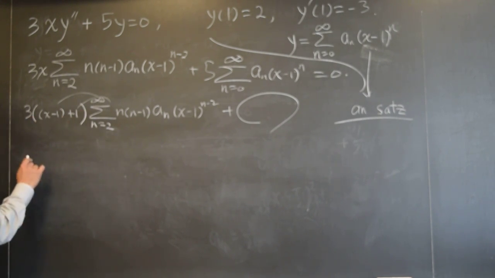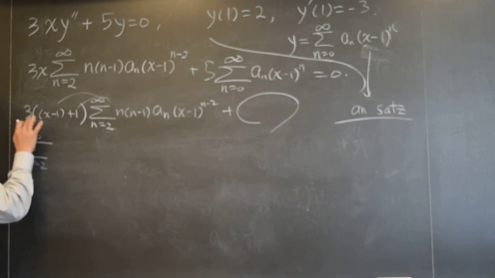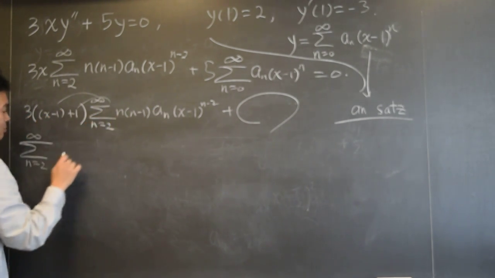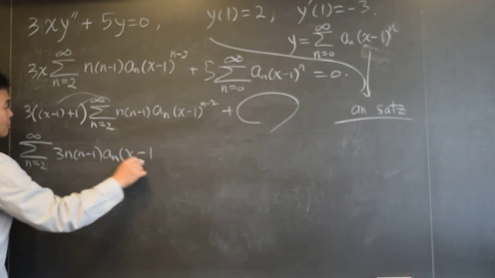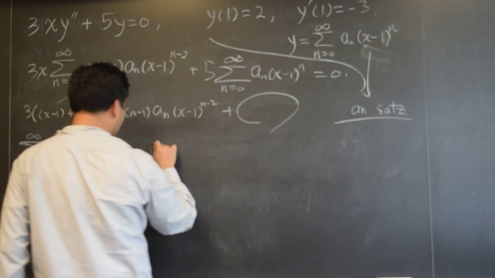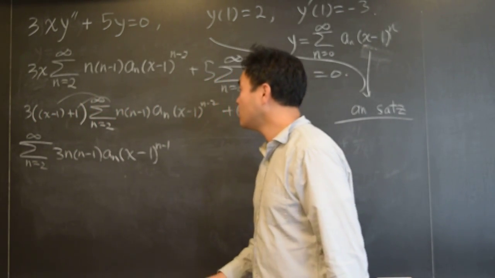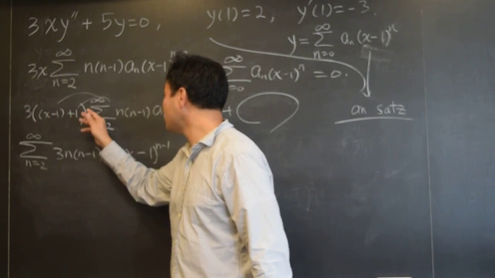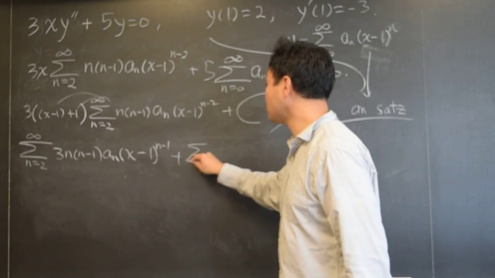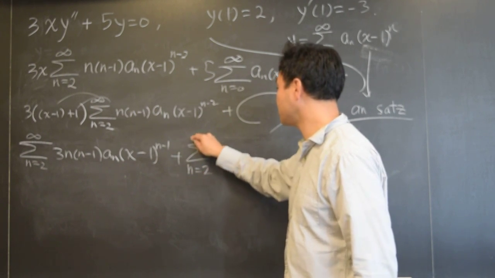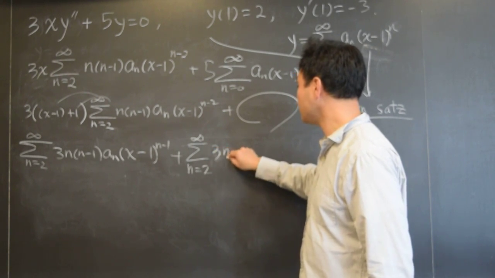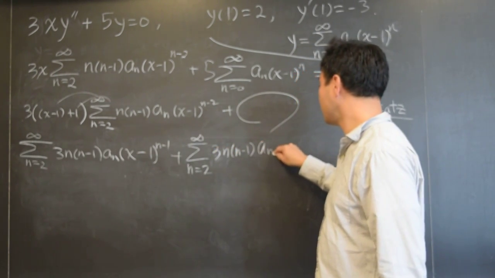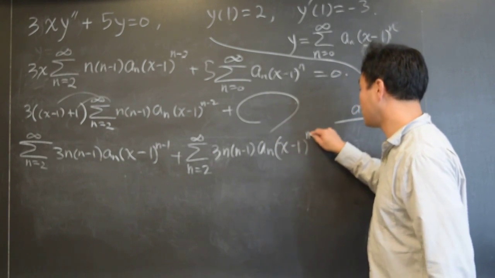All right, now we multiply them and we get the following. Sigma n equals 2 to infinity, 3 times this thing, so it's 3n(n minus 1)a_n. And because when you multiply this to that it increases the exponent, this will become (x minus 1)^(n minus 1). Whereas there's another one, which is 3 times 1 times this thing, which doesn't increase any of the exponent, so it will become just 3n(n minus 1)a_n (x minus 1)^(n minus 2).